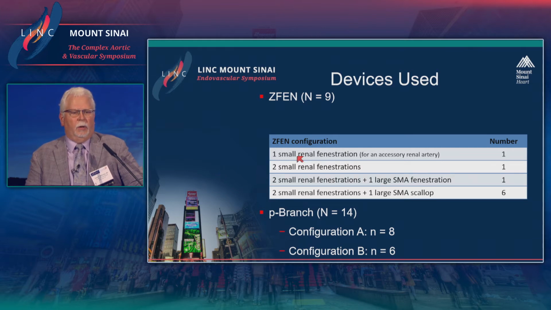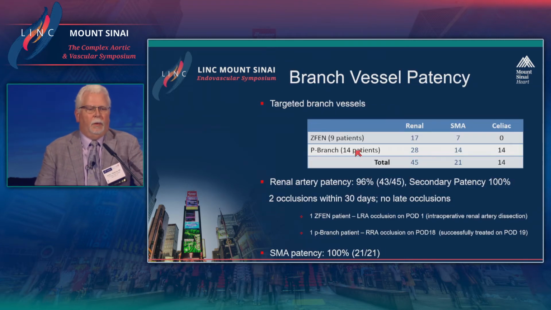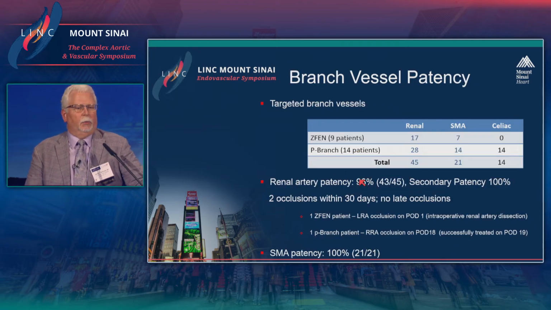Here's the thing, just for Z-fins, we had a combination of different types of components, basically small fenestrations, large fenestrations, and scallops. P-branch is a standardized configuration, 1 scallop, 1 fenestration, and 2 branches. If you look at the branch technology, we had 96% renal patency. We had one failure early on, mainly because of crush from the ancillary components for the distal component of the fenestrated graft, which we were able to rescue. And we had one kink right during Hurricane Sandy. We actually got transferred to us, but we were able to salvage after about 2 weeks.